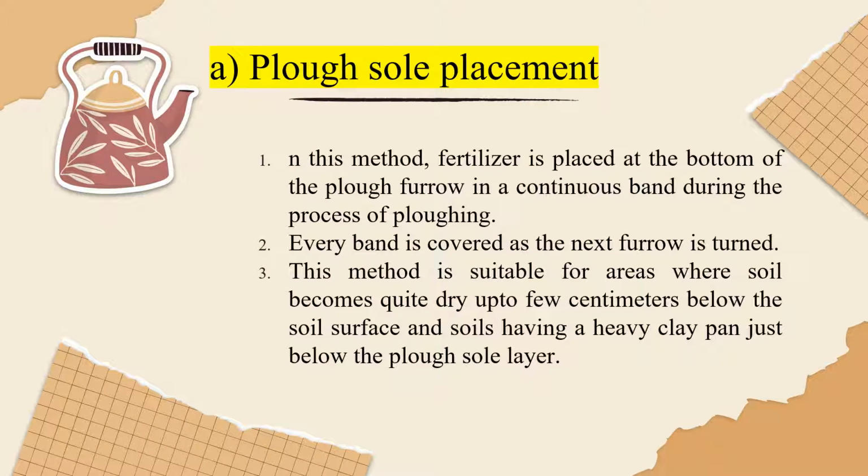The plow sole placement. In this method, fertilizer is placed at the bottom of the plow furrow in a continuous band during the process of plowing. Every band is covered as the next furrow is turned. This method is suitable for areas where soil becomes quite dry up to a few centimeters below the soil surface, and soils having a heavy clay pan just below the plow sole layer.